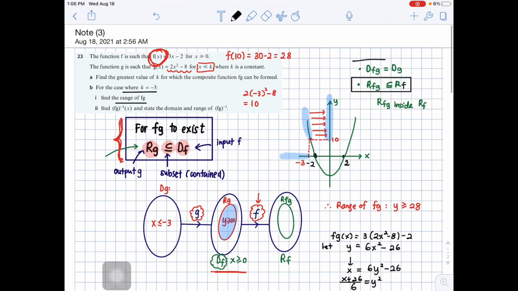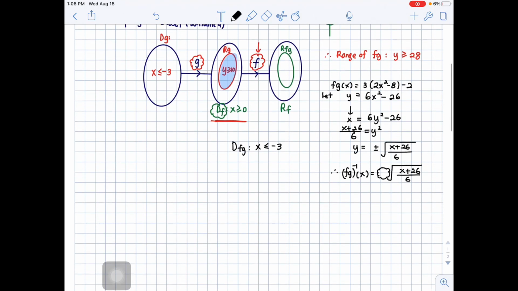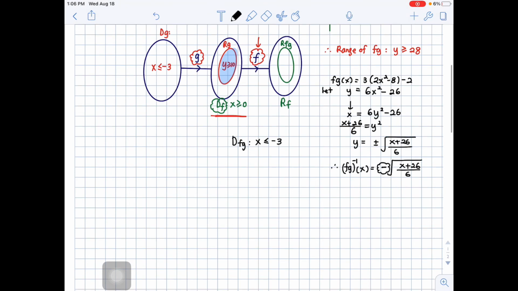Go back to this one now. You know the domain of the composite function Fg is exactly the domain of your G. What was the G? This one. And they said my k is negative 3. So that's equal to negative 3 here. How do you make a decision on this sign? Whether it's going to be positive or negative, I told you the shortcut. You always look at the domain. If it is less, then you put a negative. If you don't want that, then you can go and do the sketching on your own.